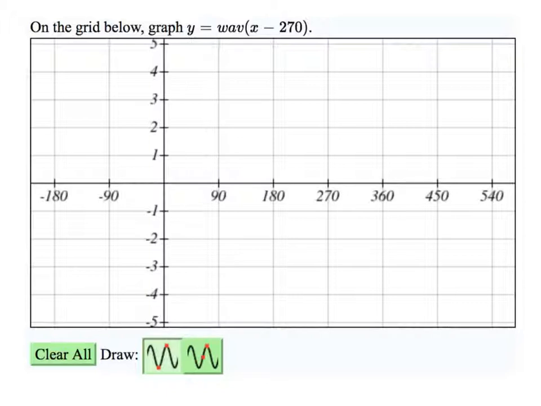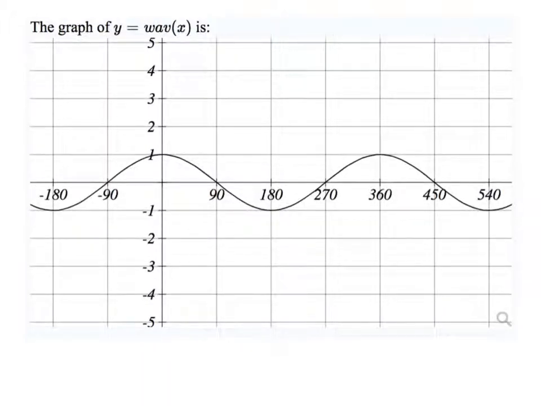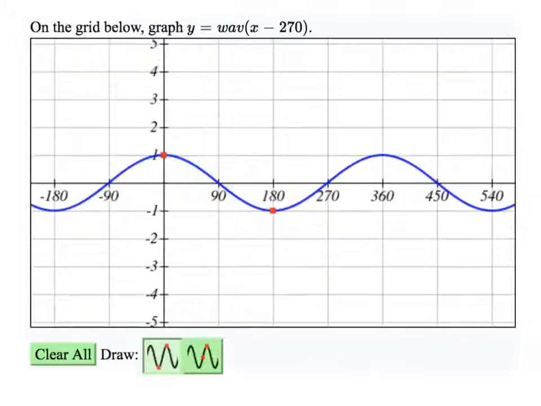All right, another example, and this is one that tends to be a little bit trickier to think about when we first see these. Notice this is wave of x minus 270. Of course, we are still going to start with the same wave function. So I look up above it and I see what wave looks like. I put a point at the top here and a point at the bottom here in order to recreate it. And so I draw that graph.